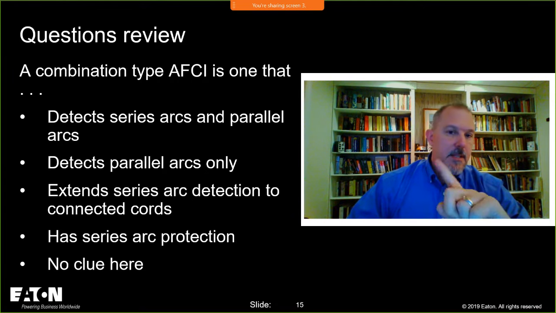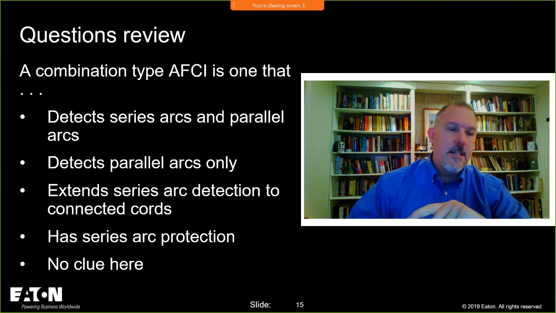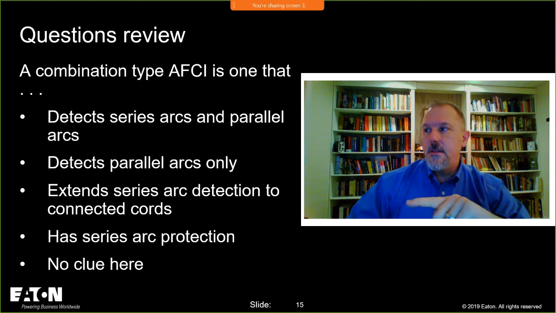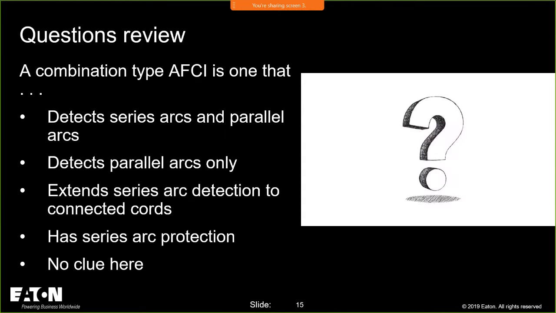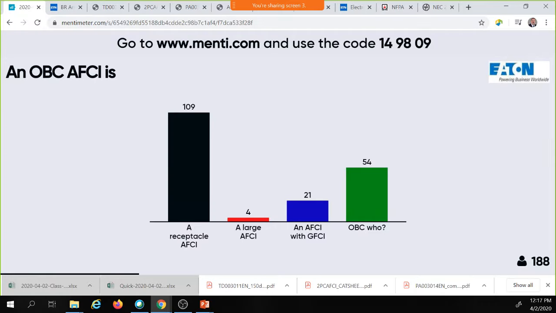Now, I think I messed up the question, but it should have said extends series arc detection to the connected cords, has series arc protection, or you have no clue. So let's take a look at what the respondents said, not at the answer.